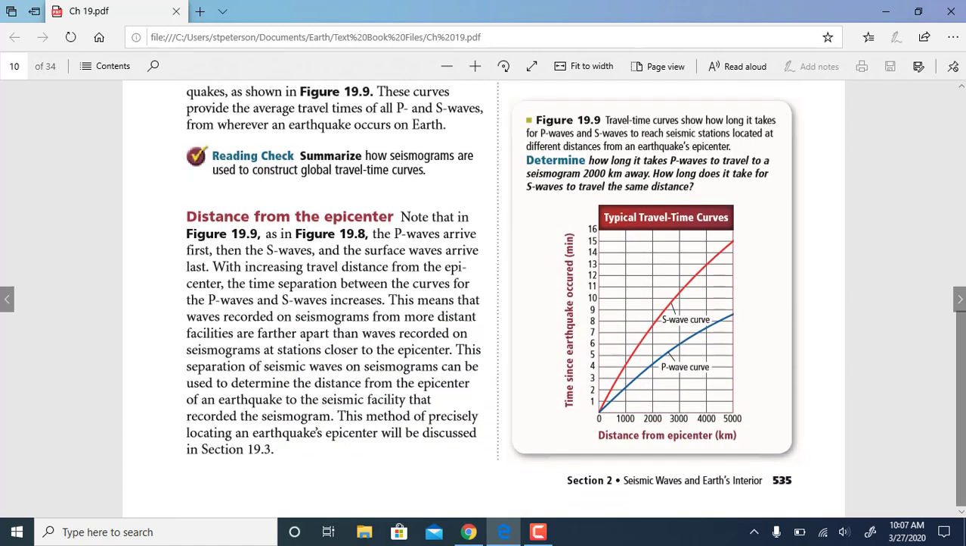Distance from the epicenter. Note that in figure 19.9, as in figure 19.8, the P waves arrive first, then the S waves, and the surface waves arrive last. With increasing travel distance from the epicenter, the time separation between the curves for the P waves and S waves increases. This means that waves recorded on seismograms from more distant facilities are farther apart than waves recorded on seismograms at stations closer to the epicenter. This separation of seismic waves on seismograms can be used to determine the distance from the epicenter of an earthquake to the seismic facility that recorded the seismogram.